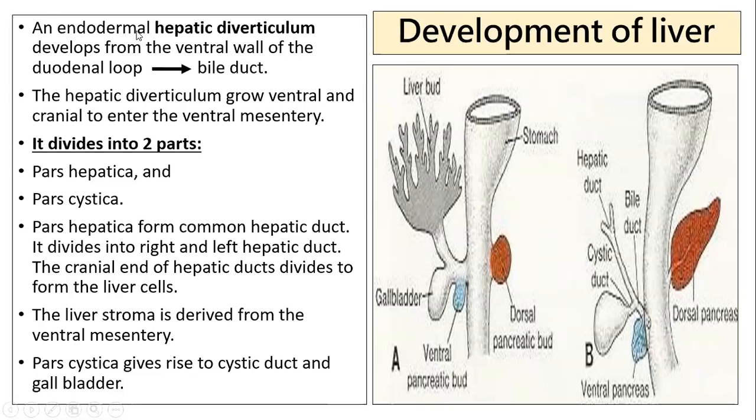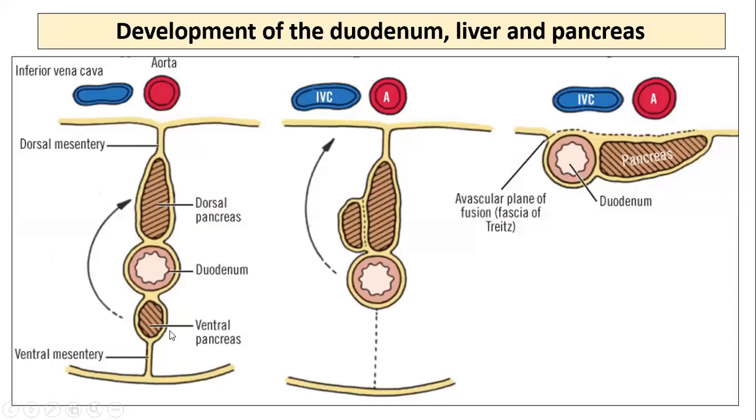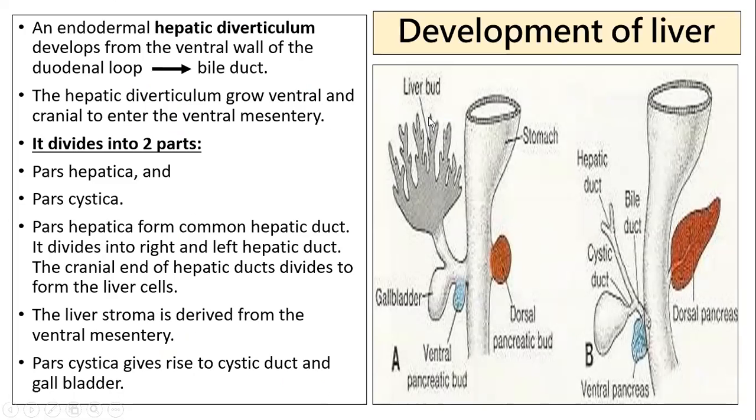So the endodermal hepatic diverticulum, the liver, develops from the ventral wall of the duodenal loop. The liver develops from the ventral anterior part of the duodenum, where there is also development of the bile duct. The hepatic diverticulum grows ventral and cranial to enter the ventral mesentery. As we have seen initially, there will be a ventral mesentery, so this liver bud develops within the ventral mesentery.